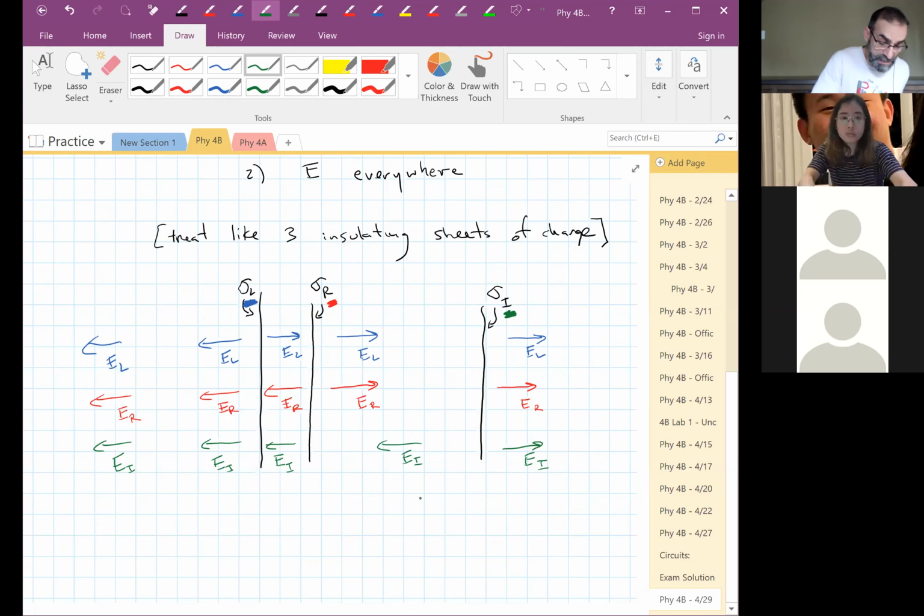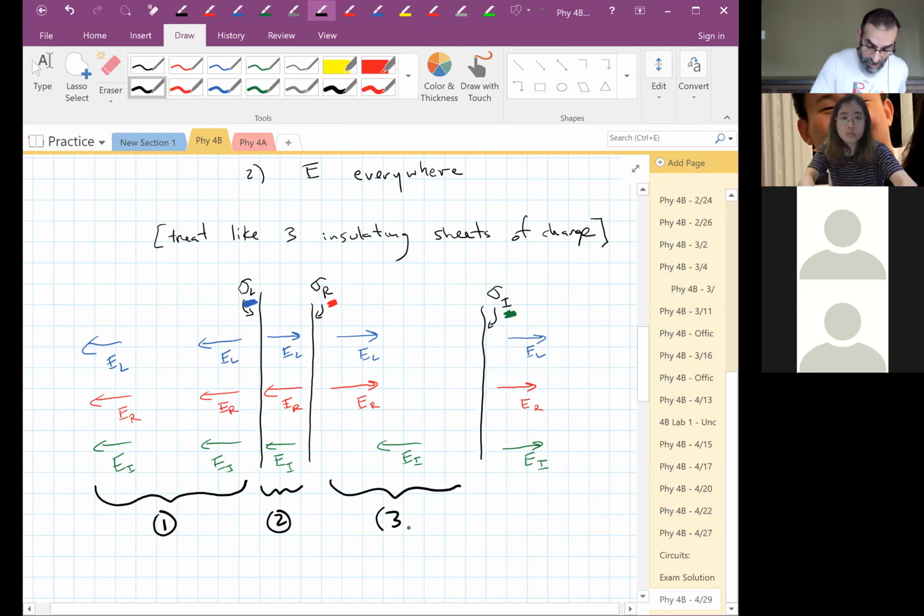Okay, now I have 1, 2, 3, I have 4 regions, right? This region of space, I'll call that 1. This one I'll call 2. This one I'll call 3. And this one I'll call 4. So there's 4 places where the electric field might be different. There are 4 electric fields I need to find. Once I find the electric field at this location, it's the same over here. It's the same over here. It's the same out at infinity, right?